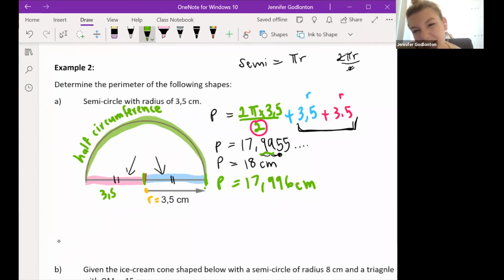How much would this count on a test? It depends. Generally, I would say probably 3 marks, probably 1 for getting the correct idea for the semicircle, then understanding you're adding 7 and then getting your final answer.